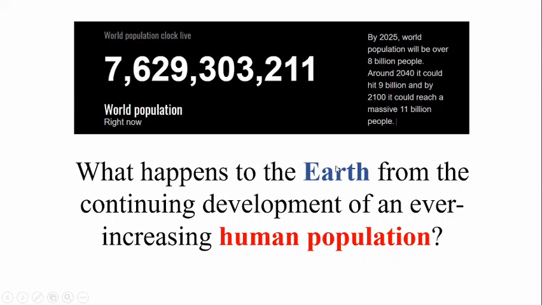Okay, so this is the population clock. This is last year's clock, and the population right now is higher than this. It could be 9 billion, 7 billion people. That means the human population is increasing.